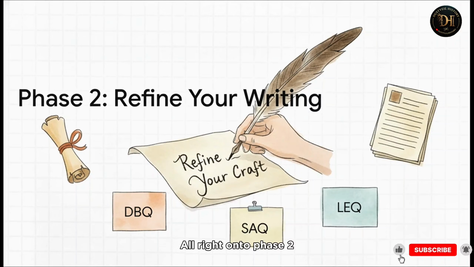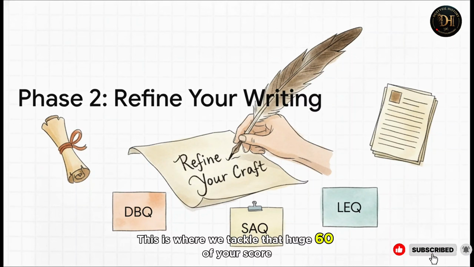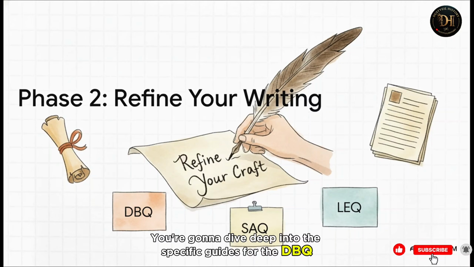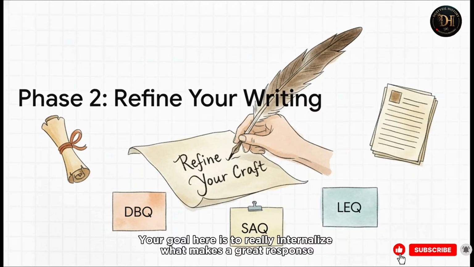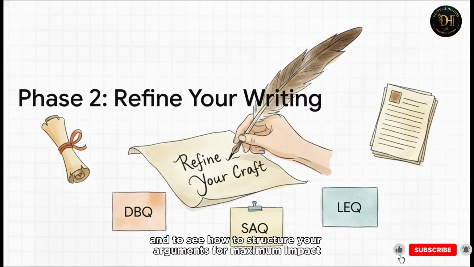All right, on to phase 2. This is where we tackle that huge 60% of your score. You're going to dive deep into the specific guides for the DBQ, the SAQ, and the LEQ. Your goal here is to really internalize what makes a great response, to understand the rubrics, and to see how to structure your arguments for maximum impact.